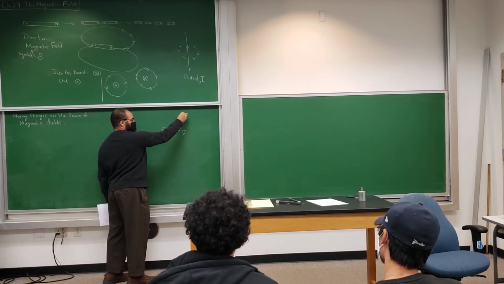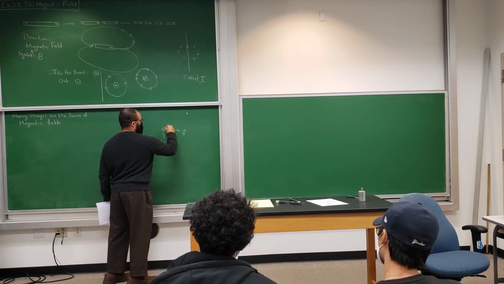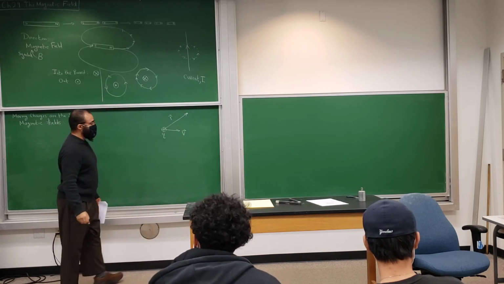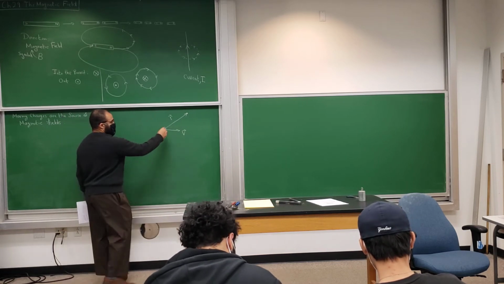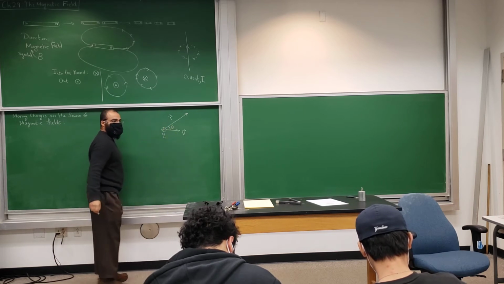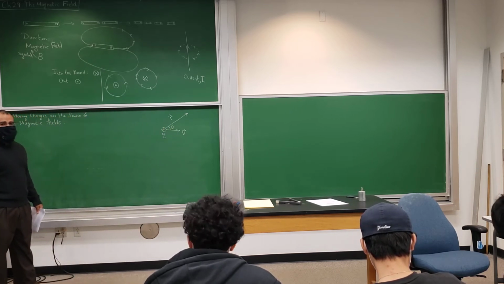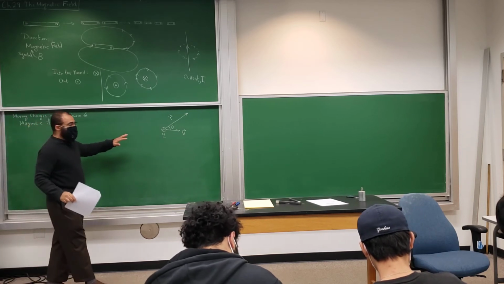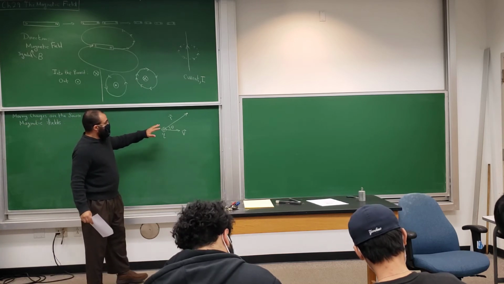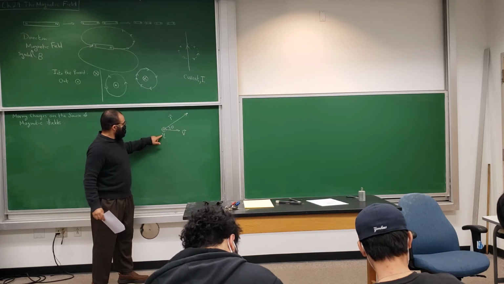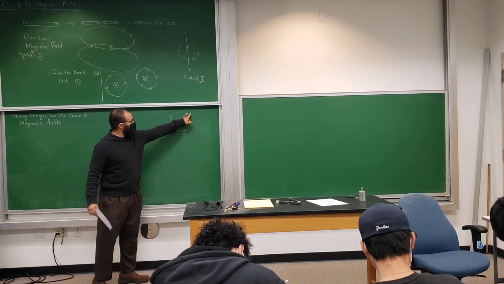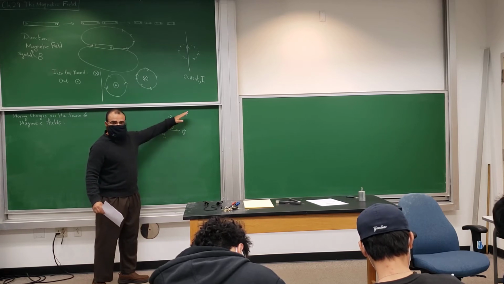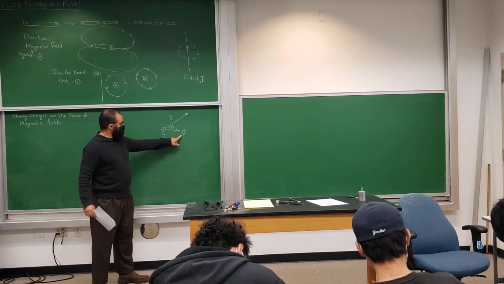From the charge to this point, I will draw a vector, and I call it R. This angle here is theta. Again, the velocity is V. I'm interested in figuring out the magnetic field a distance r away from Q. So I draw a vector from Q to that point, that's the vector r, and the velocity is v.